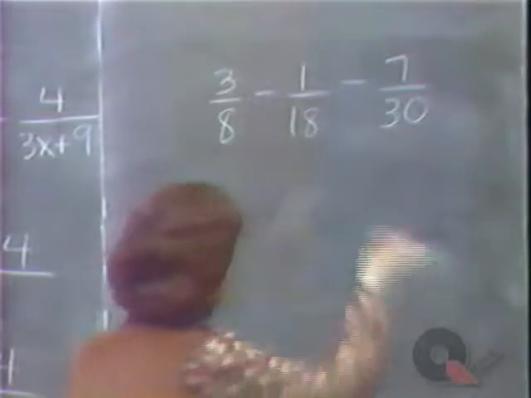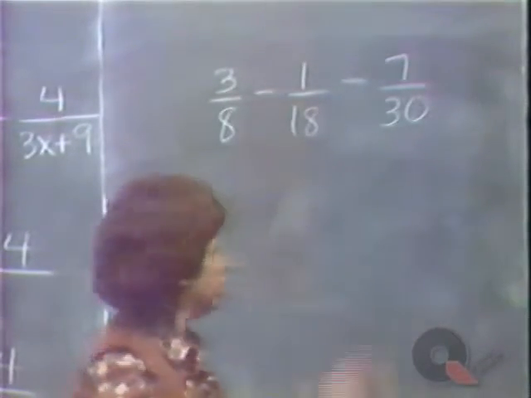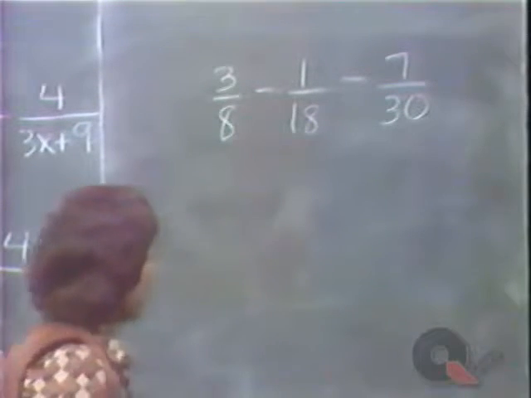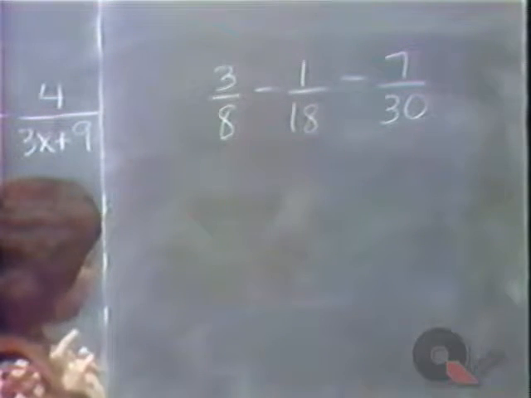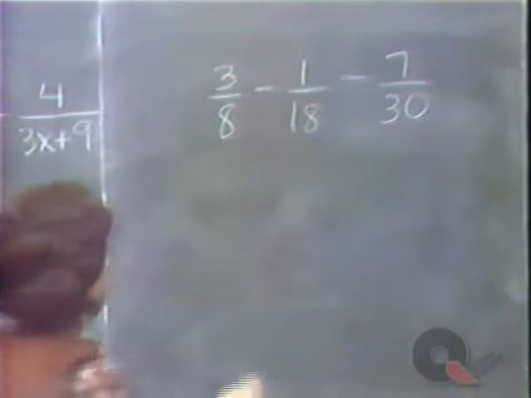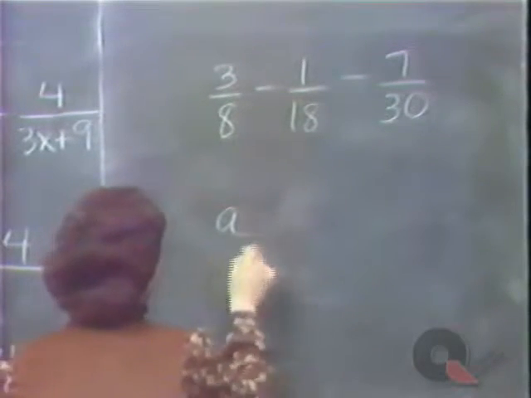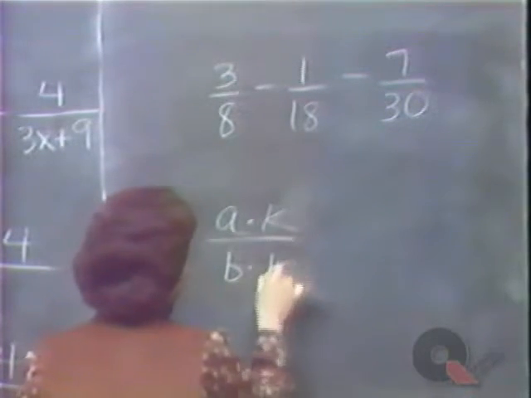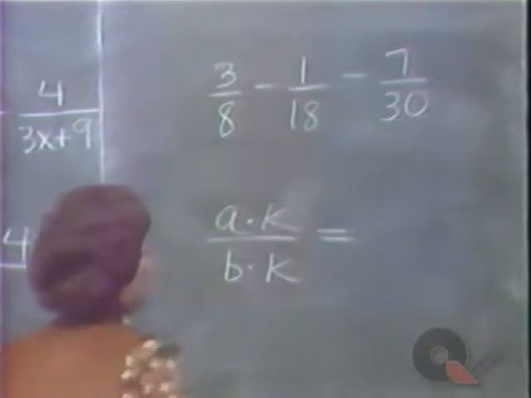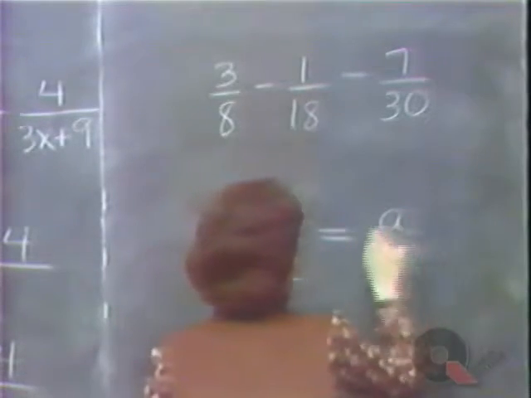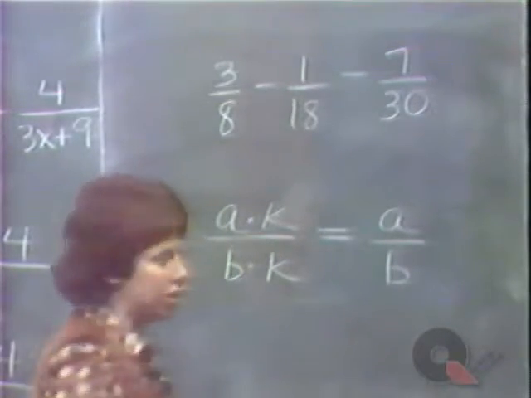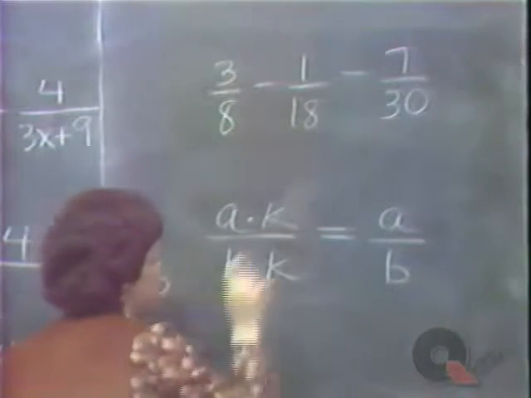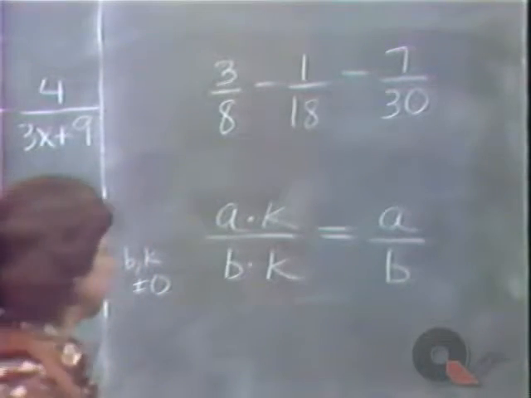We can't just say, combine the numerators and put them over the same denominator, because we don't have a common denominator here yet. Now remember the fundamental principle of fractions, which says you can take a fraction, divide numerator and denominator by the same non-zero quantity, and get an equivalent fraction. This is assuming b and k are not 0. This is the fundamental principle of fractions. You've seen this many times.